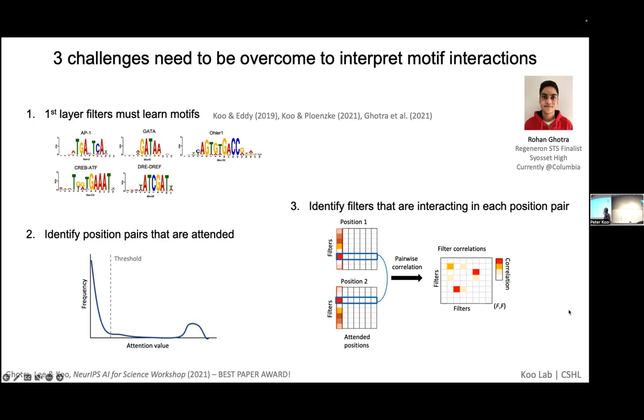So what we do here is we concatenate those two positions for each attended pair of positions, and then we calculate the correlation of the filters, do a cross correlation of the different filters. And this maps out the filter by filter correlation matrix. So this is uncovering global filter correlations for positions that we're attending to, okay?